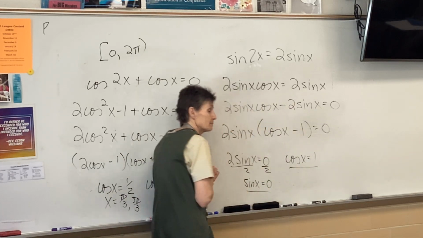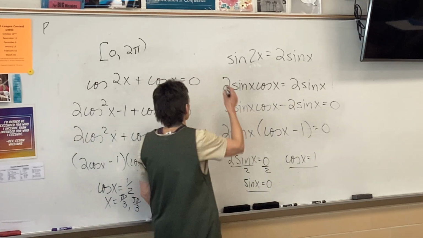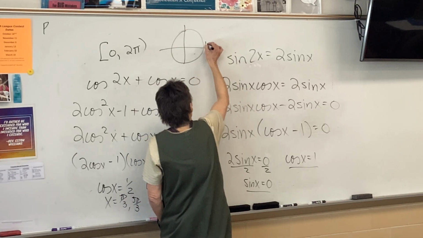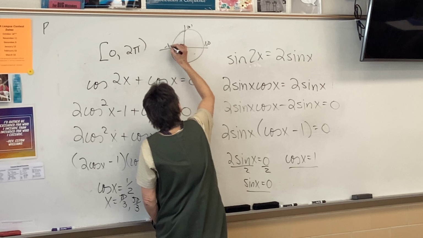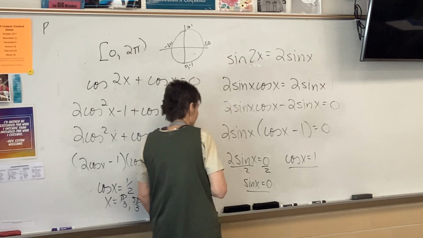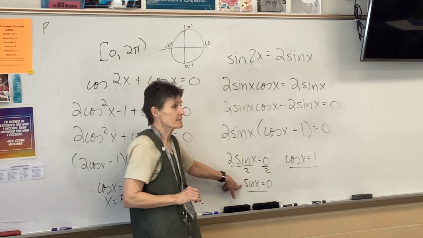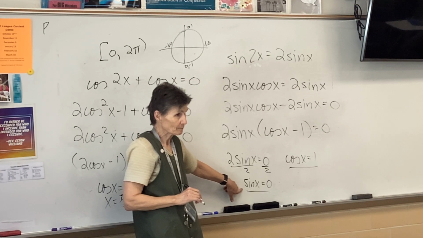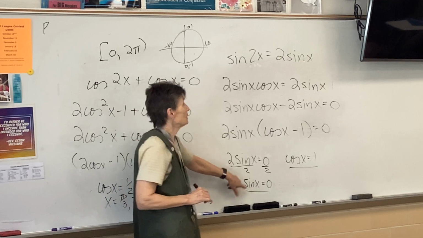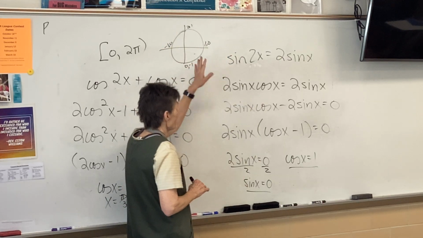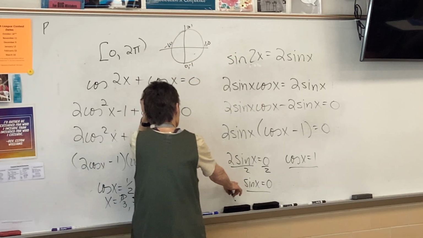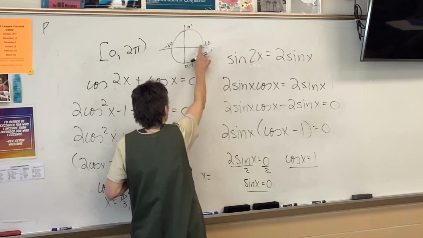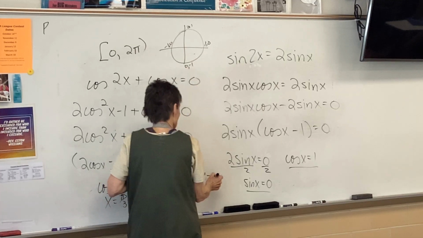This is what we got. So I'm gonna go to my circle for the umpteenth time. I'm gonna look around. And what am I looking for? I'm looking for where the sine, which is y, is 0. So here we go, all the way around. Where is sine 0? At 0 and pi?